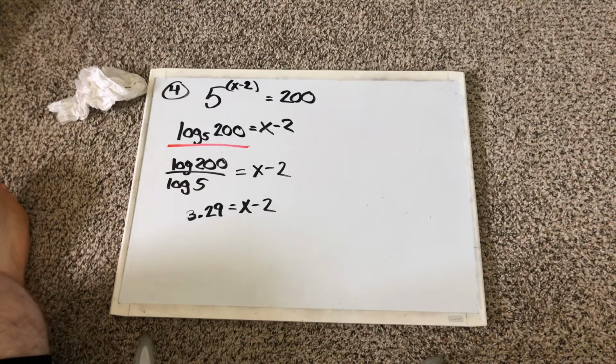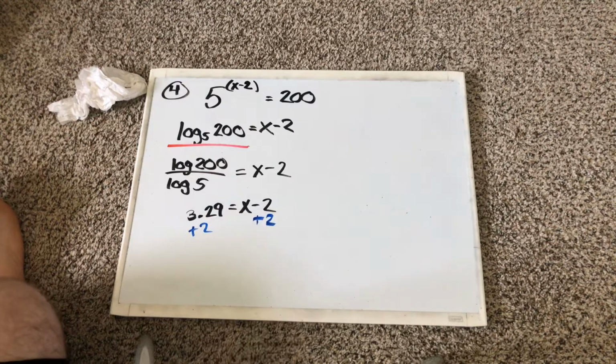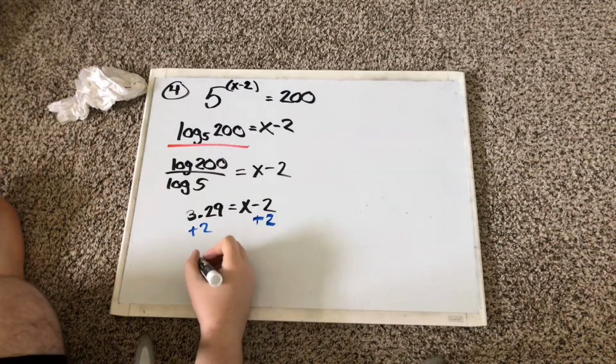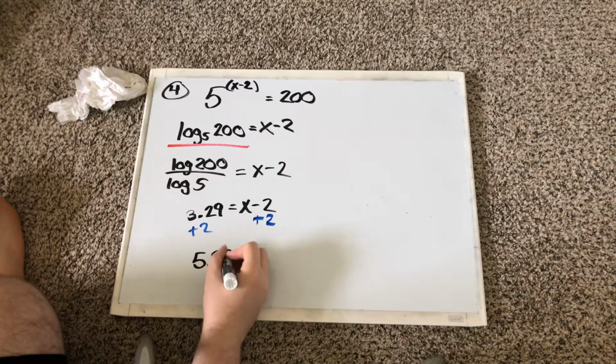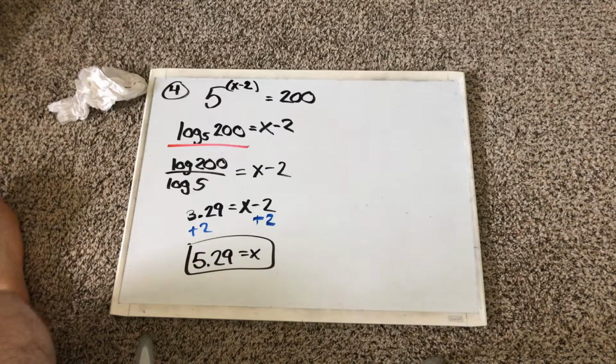Well, this just becomes an easier problem we can solve. If we add 2 to both sides and get x by itself, we can say that 5.29 is equal to x. And we're good. That is it for today's lesson. Please let me know if you have any questions.